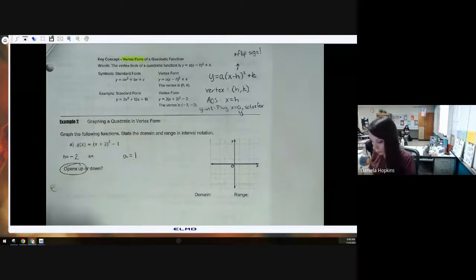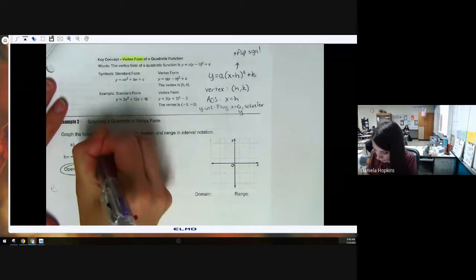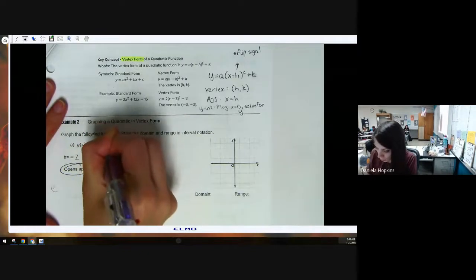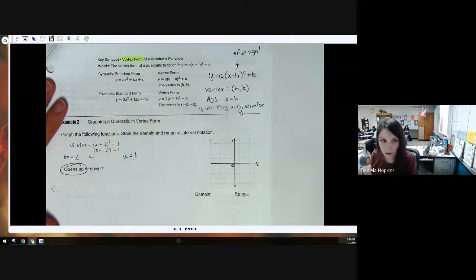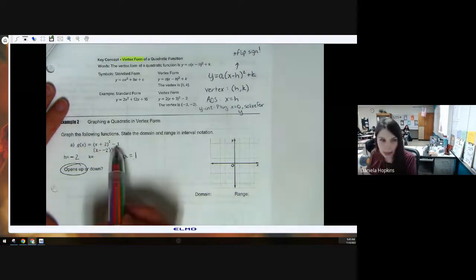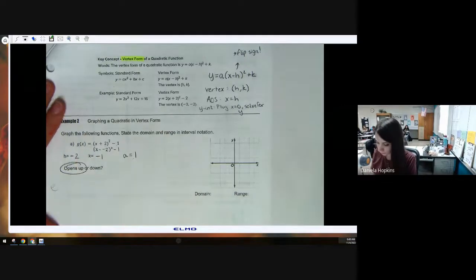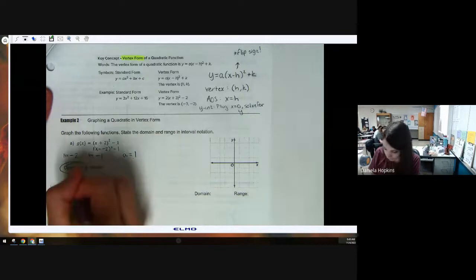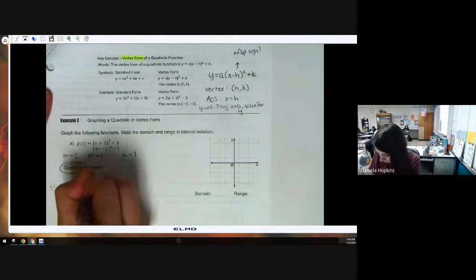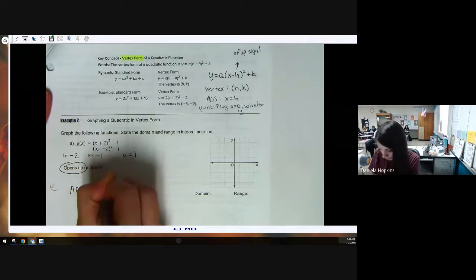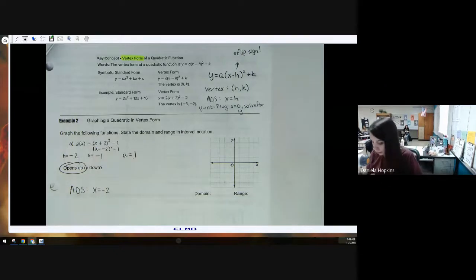Just flip your sign. And the reason, again, for that is because really what's happening here is this is x minus -2, squared, minus 1. Like, that's the general form. So that's what's happening here. What is my k then? -1. Okay, so here's the awesome part. Axis of symmetry is just x equals -2. No calculations required.